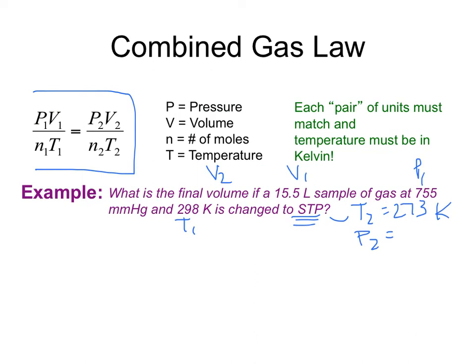Now, of course, you'll notice that each pair of units must match, and because my unit of pressure was in millimeters of mercury, I need to make that standard pressure of 1 atm also millimeters of mercury, and so I'm going to select 760 millimeters of mercury as the equivalent to that. And now I'm ready to solve the problem. I'm going to take all that information, I'm going to plug it into the equation, and I'm just going to use algebra to get the answer.